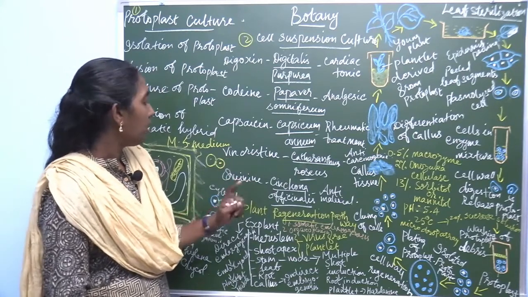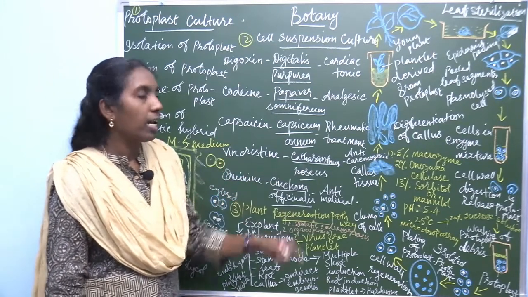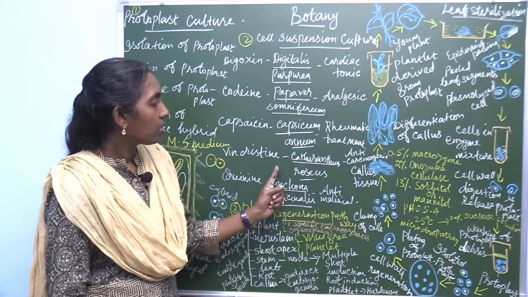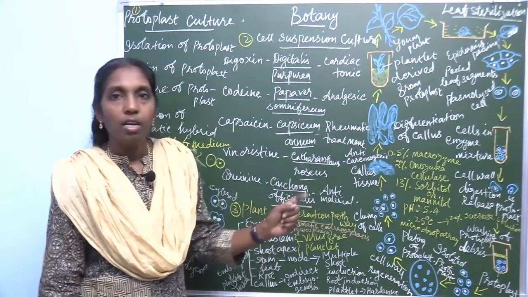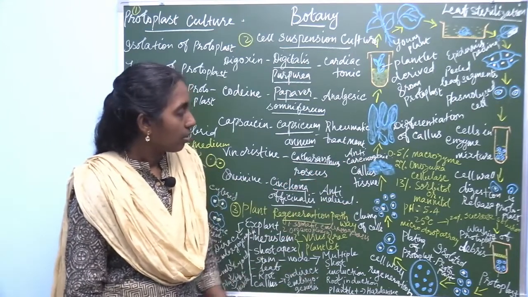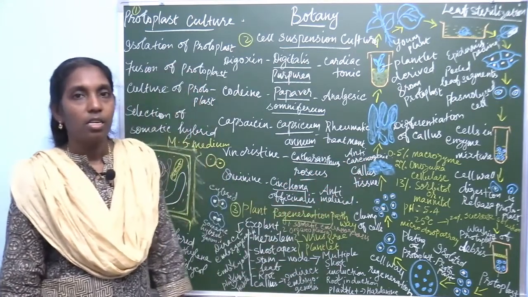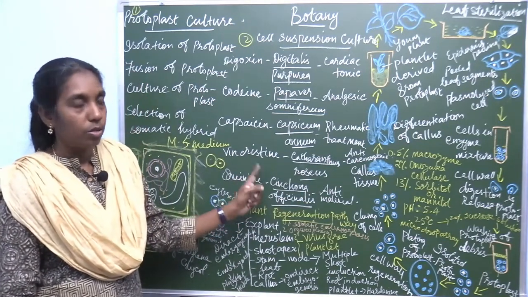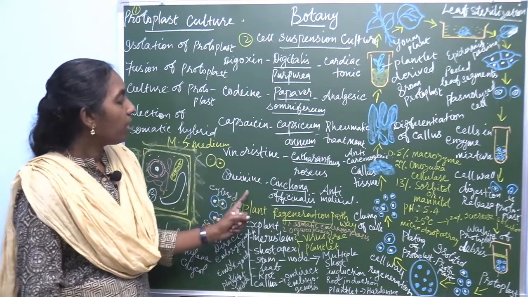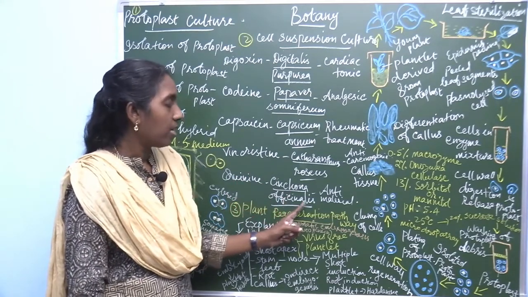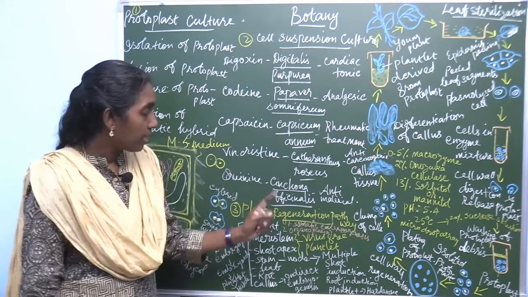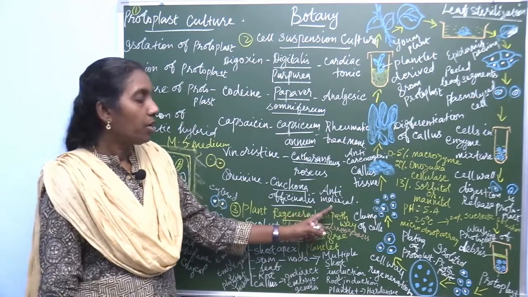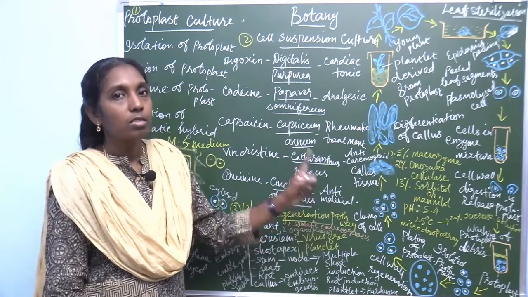Then vincristine. Vincristine is obtained from Catharanthus roseus, you know, a common plant. It is an anti-carcinogenic substance, so to treat cancer, vincristine is used. And quinine is obtained from Cinchona officinalis. It is used as an anti-malarial substance. So first name the product.